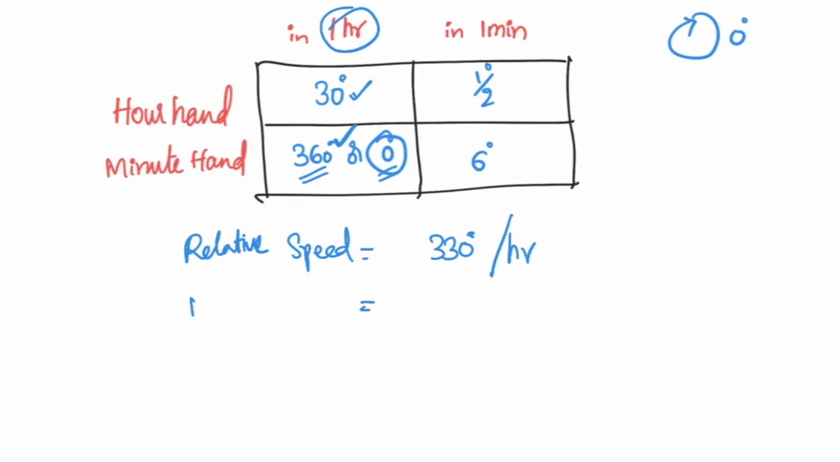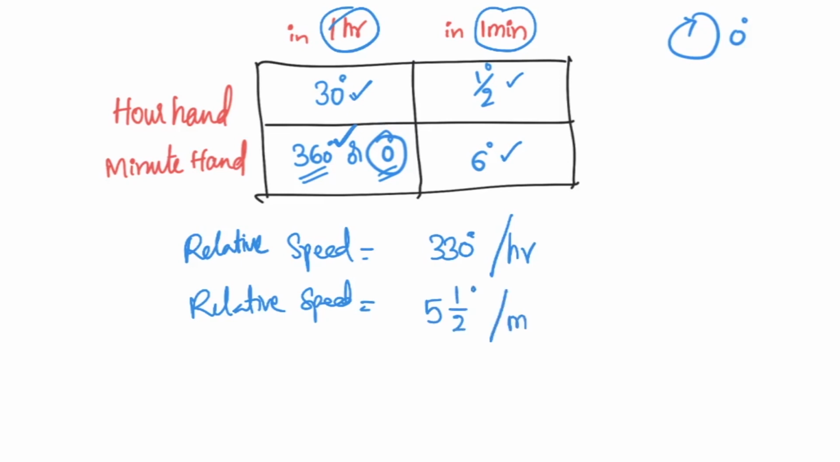Or you can write the same as relative speed is equal to each minute hour hand is making half degree, minute hand is making 6 degrees. There minute hand is ahead of hour hand by 5.5 degree. So relative speed is 5.5 degree per minute. In other words, 5.5 is equal to 11 by 2 degrees per minute. You should remember these points. Relative speed is 330 degrees per hour, or 5.5 degree or 11 by 2 degrees per minute.